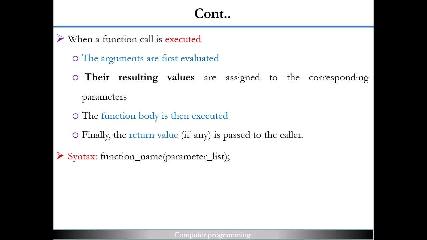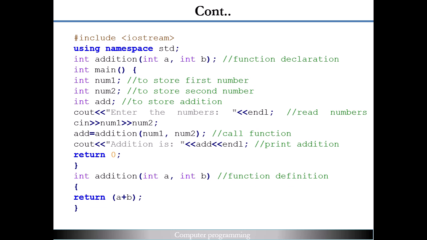When the function call is executed, the arguments are first evaluated, then their resulting values are assigned to the corresponding parameters, and the function body is then executed. Finally, the return value is passed to the caller. So generally, the syntax looks like this: first we have the function name and the parameter list.